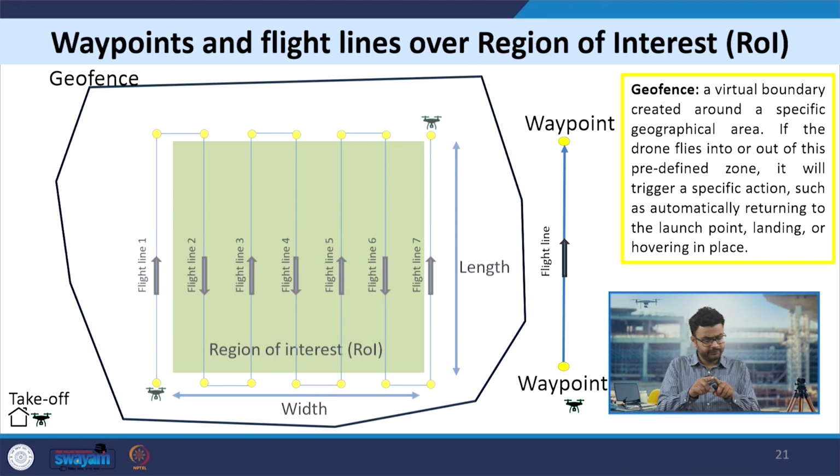Then finally, we have a geofence around this region of interest. This is the region outside which we do not want the drone to go. It is a virtual boundary created around a specific geographical area. So if the drone flies into or out of this predefined zone, it will trigger a specific action. For example, it can return to the launch point, it can hover in place, or it can go to the rally point.